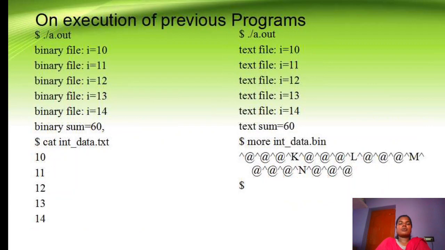Let's see the output of this program, that is a.out. The binary file i is equal to 10, i is equal to 11, 12, 13, 14 like this. Then the binary sum is equal to 60. Then cat of intdata.text. Here we will get the text as 10, 11, 12, 13, 14. This is the contents of the file intdata.